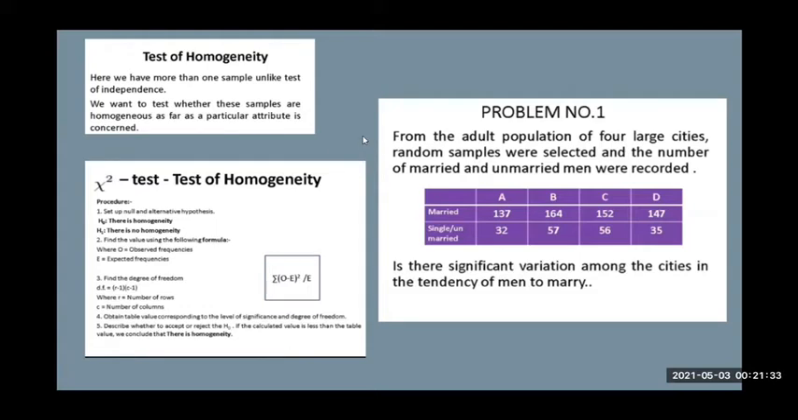So this is our problem. From the adult populations of 4 large cities, let's put A, B, C, D as our large cities, random samples were selected and the number of married and unmarried men were recorded. So we have the list of data for our married men, which is 137, 164, 152, and 147. And then we have our single or unmarried men: 32, 57, 56, and 35. Is there a significant variation among the cities in the tendency of men to marry?